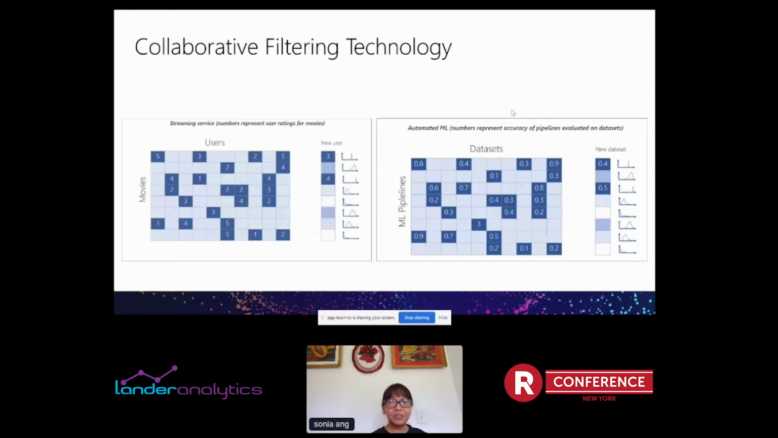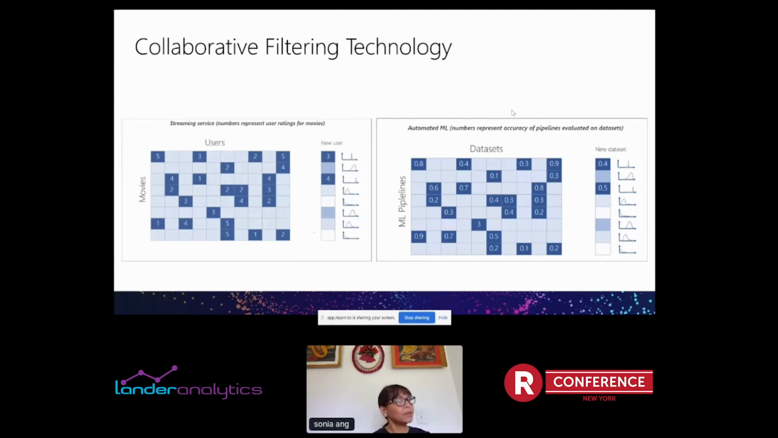It is essentially, as you could see here in the diagram, a recommender system for machine learning pipelines. This is similar to how Netflix, if you are Netflix fans, would recommend movies for users to watch. Automated ML as well would recommend machine learning pipelines for data sets. On the left side, we have a matrix that shows the various movies, and on the top, all the users of these movies. Each of them has ratings of their preferences. If two users liked the same movie in the past, it's more likely that they would choose the same or similar ones in the future.